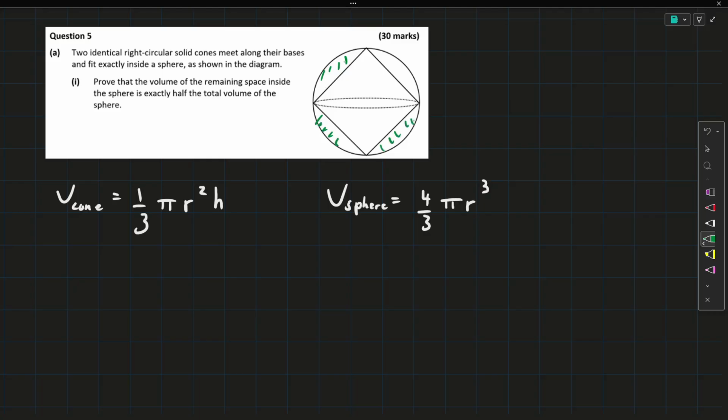So another way of doing that is we can prove that the cones have a volume that's half the volume of a sphere. Well, that means that the green stuff is also half the volume of a sphere, because then you add them together and you get the full sphere. So that's what we're going to do.